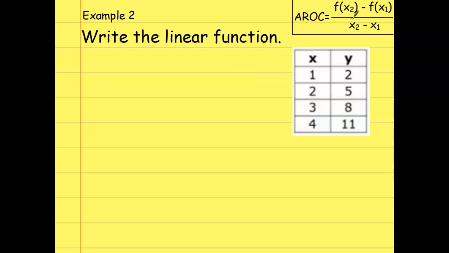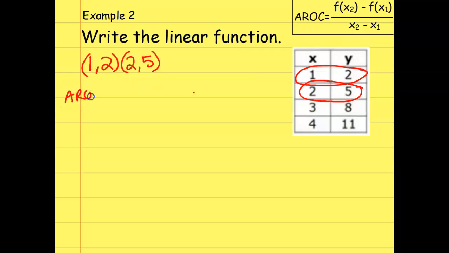For your practice assignment, I'm going to ask that you use the first two ordered pairs. So that would be the first ordered pair and the second ordered pair. So the first ordered pair is (1, 2), and the second ordered pair is (2, 5). And let's go ahead and substitute that into our formula.